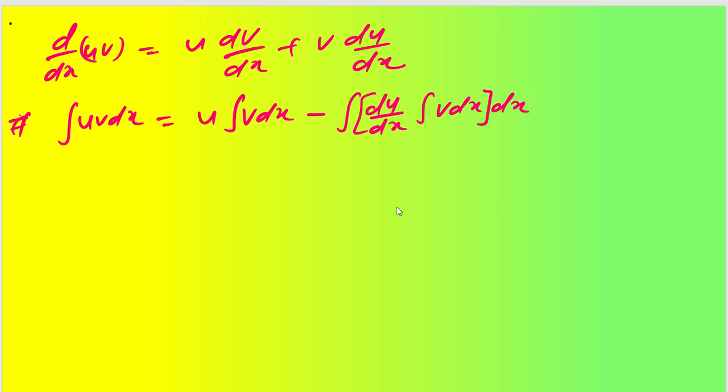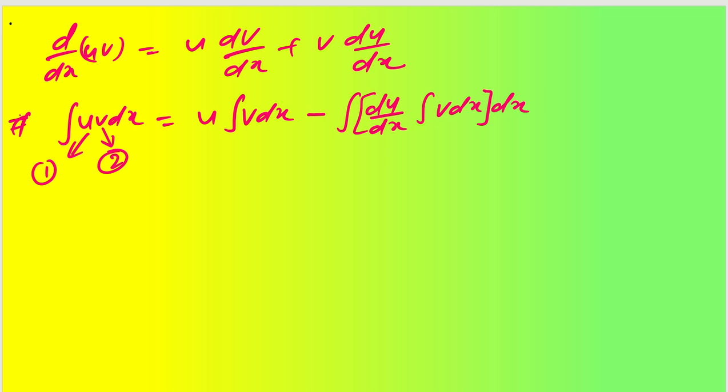So what am I telling you? Let us say this is my first function, and this is my second function. So it will be: first term into the integration of the second term, minus the integral of the differentiation of the first term into the integration of the second term, and then the whole integration. This is how it is called.